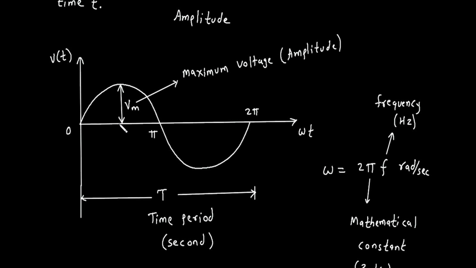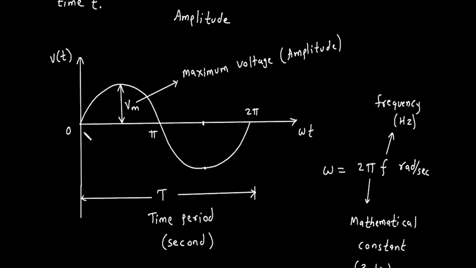As ωt increases to π/2, V(t) reaches its maximum value Vm. This is the peak of the wave. At ωt = π, V(t) returns to 0. The waveform crosses the x-axis. At ωt = 3π/2, V(t) reaches its minimum value, minus Vm. This is the trough of the wave. Finally, at ωt = 2π, V(t) returns to 0 again, completing one full cycle.